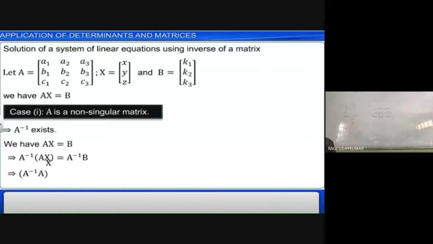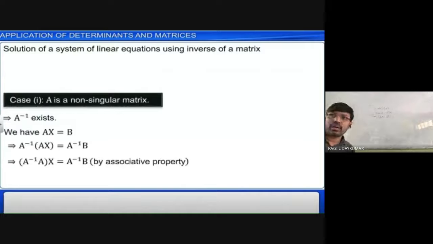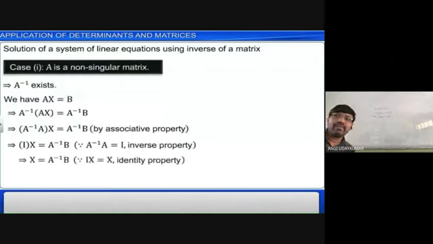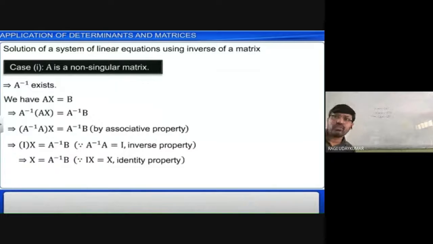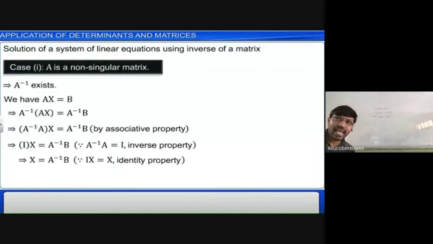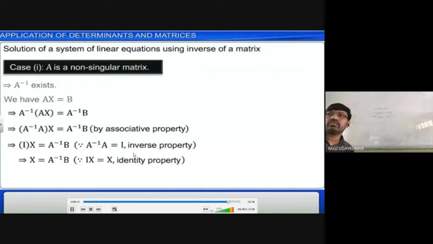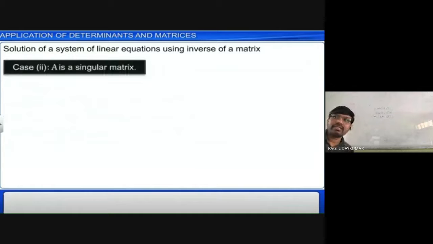A inverse into A into X is equal to A inverse B. So by the associative property, A inverse into A will be I, and I into X is equal to X. And the right-hand side will be A inverse B. So we get the X value by finding A inverse and multiplying it with B. This method of solving the system of linear equations is known as the matrix method, the matrix inverse method.